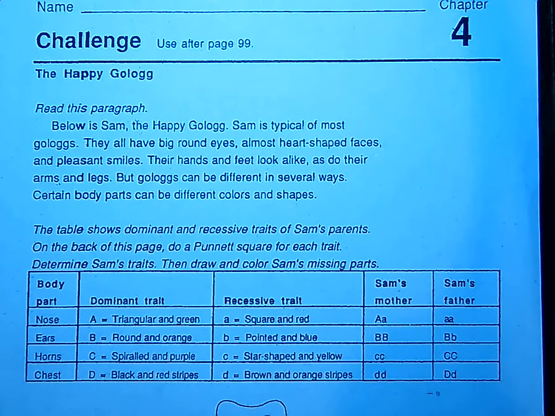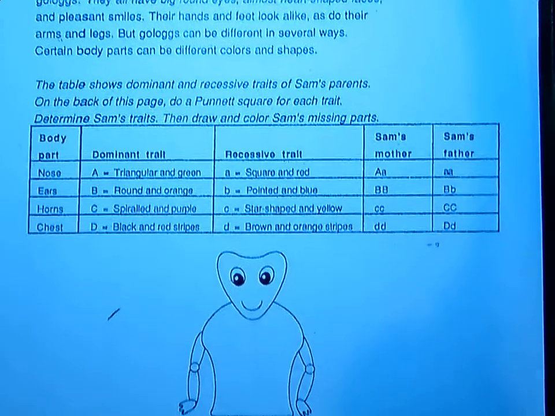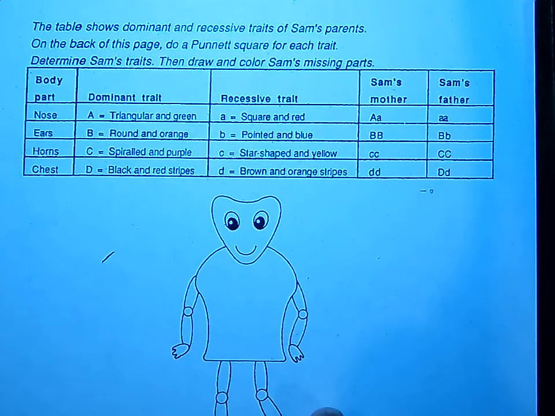They all have big round eyes, almost heart-shaped faces, and pleasant smiles. Their hands and feet look alike, as do their arms and legs, but Gologgs can be different in several ways. Certain body parts can be different colors and shapes. So a Gologg is kind of an alien-like creature.